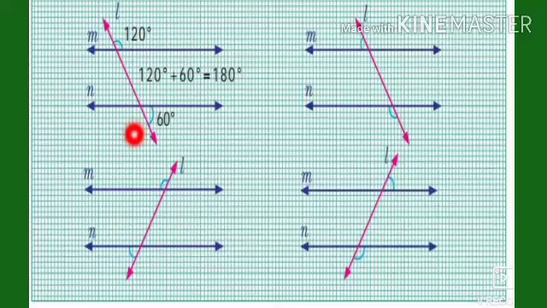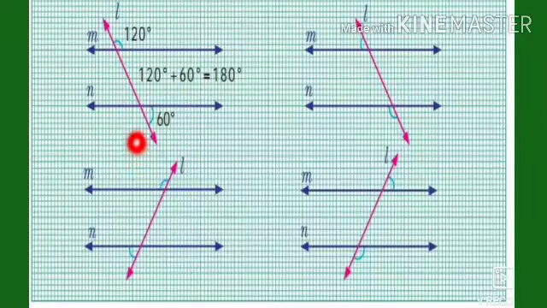So students, here this angle is 120 degree and here it is 60 degree, and here 60 degree and here it is 120 degree, and by using the vertically opposite angles we can easily say that this is 120 and this is 60 degree, and here it is 120 and here it is 60 degree.